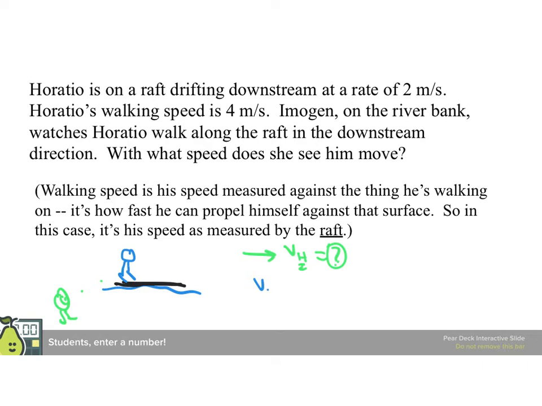The velocity of the raft with respect to the water, well, it's drifting downstream at 2 meters per second. So we'll say something like that. And we have here that the velocity of Horatio relative to whatever he's walking on, which in this case is the raft, is 4 meters per second. And this is the key bit. She sees him walking in the same direction as the raft is going. And almost out of room, unfortunately. So I'm going to switch to a different screen.